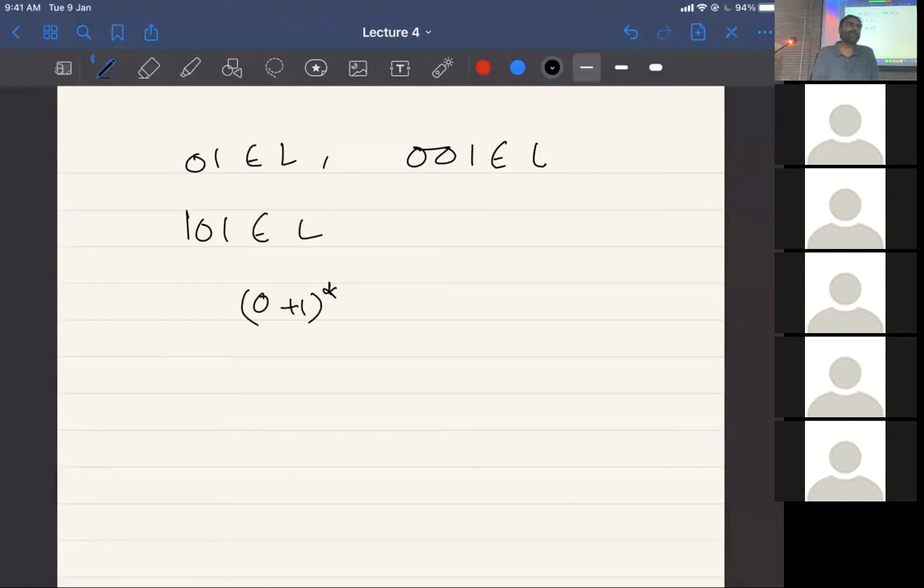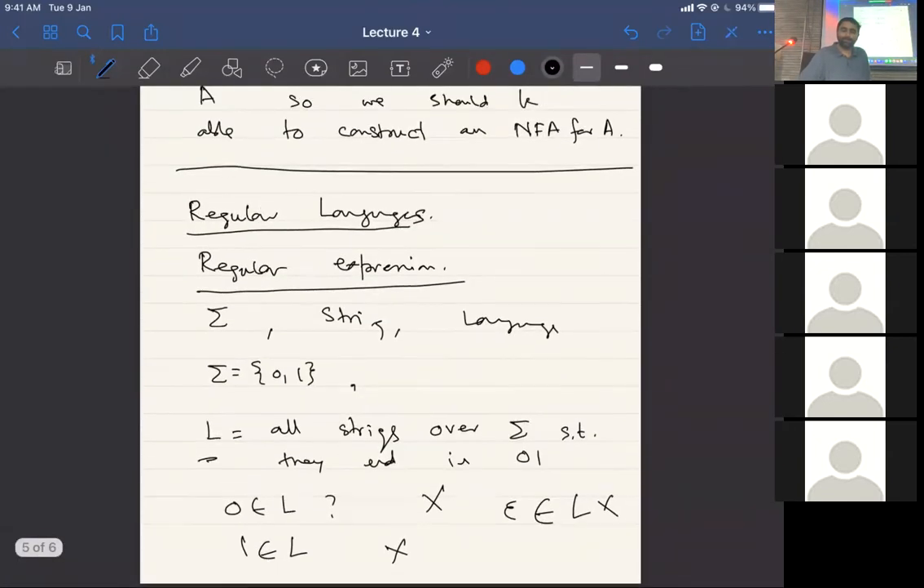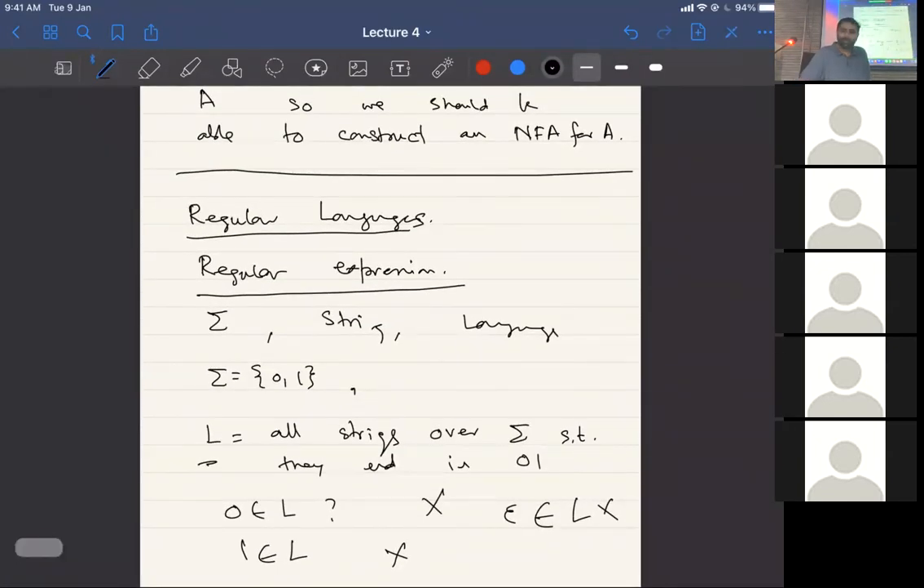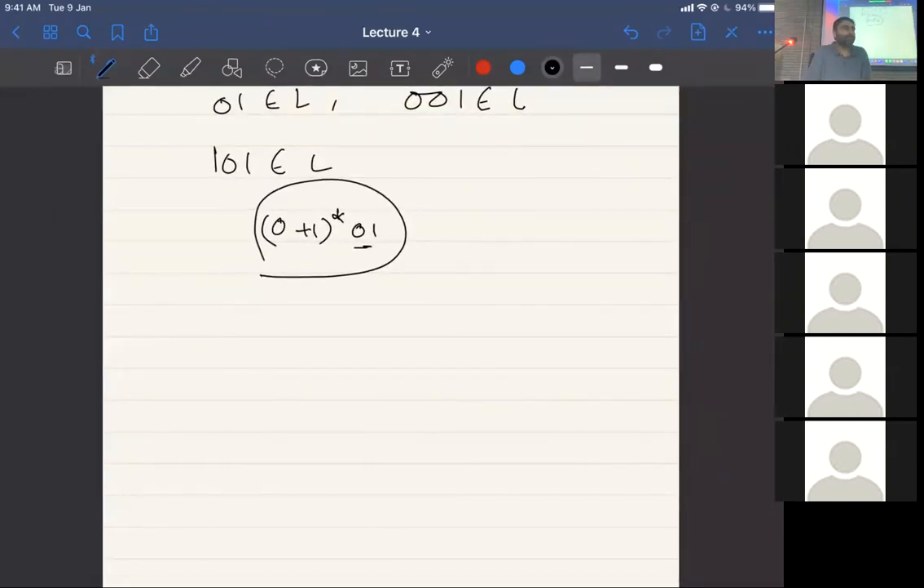What kind of strings will it give me? It will give me all strings of zeros. It will give me all strings of ones. It will give me all strings of zeros and ones. Right, and I can concatenate this string with 0, 1. Right, now this expression is capable of describing all the strings that are in the language L that I just showed you in this set. This language L contains all such strings which are described using this expression.